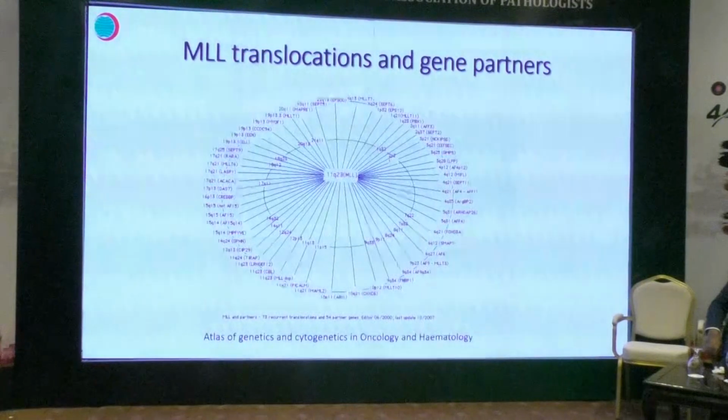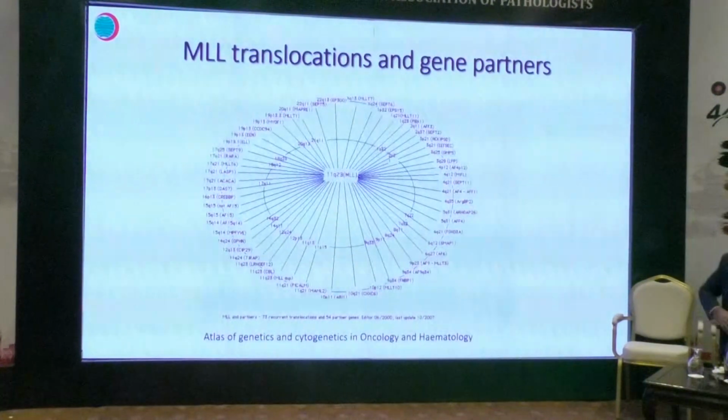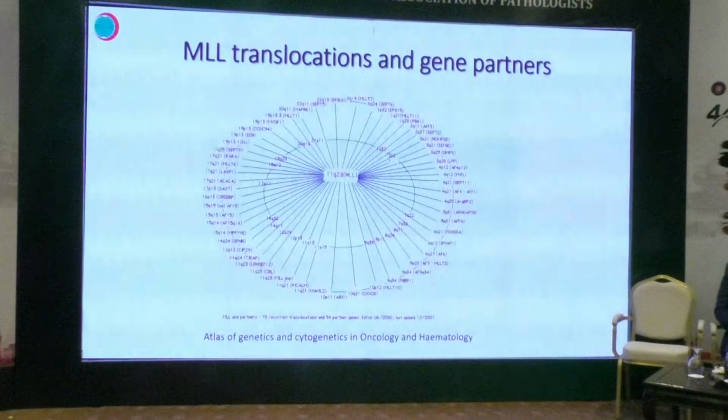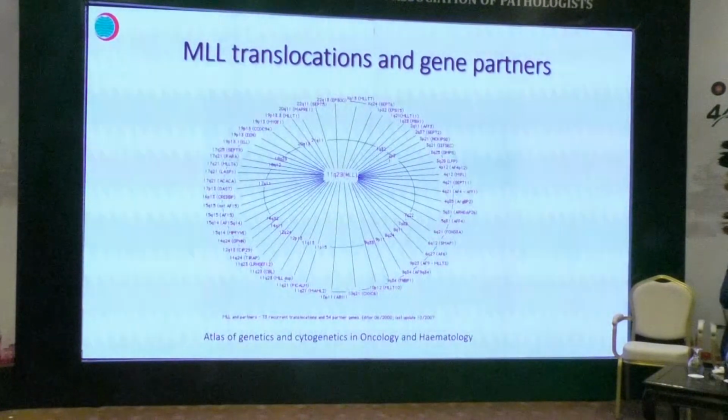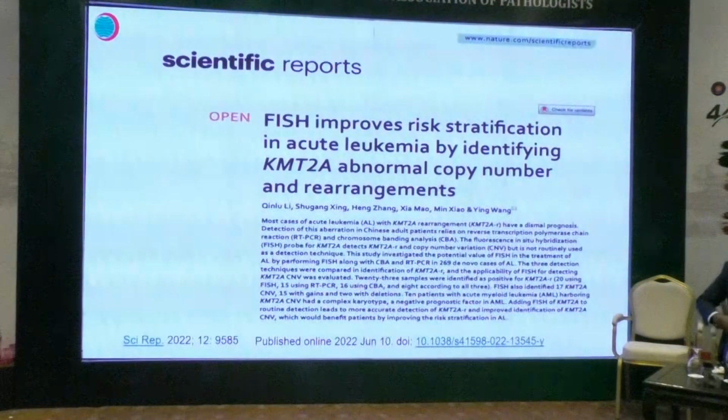We know that the MLL gene has multiple gene partners: 73 recurrent translocations and 54 partner genes. So getting hold of PCR for each and every translocation is not possible. FISH is a very good tool to judge whether the MLL gene is rearranged or not. And there is a lot of data showing that FISH improves risk stratification in acute leukemia by identifying KMT2 abnormal copy number or rearrangement. This is a very good study published in Nature.